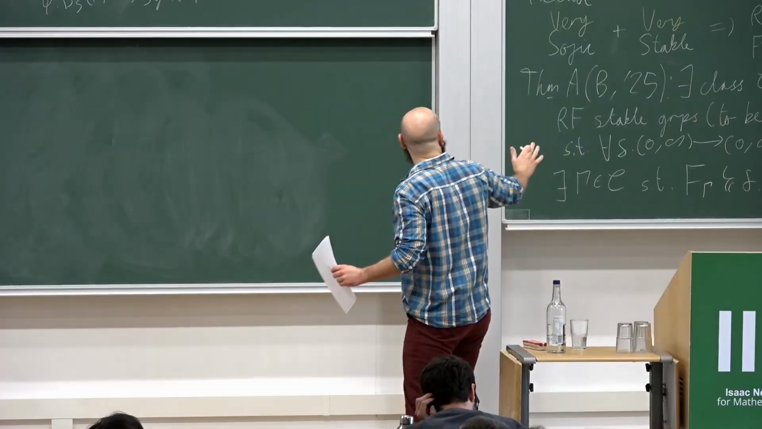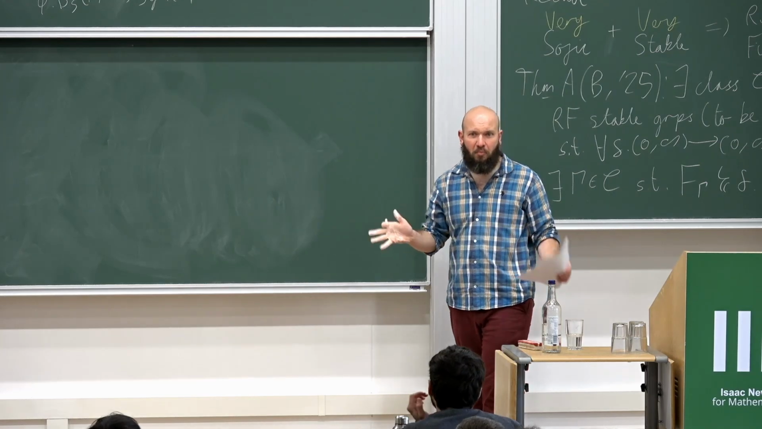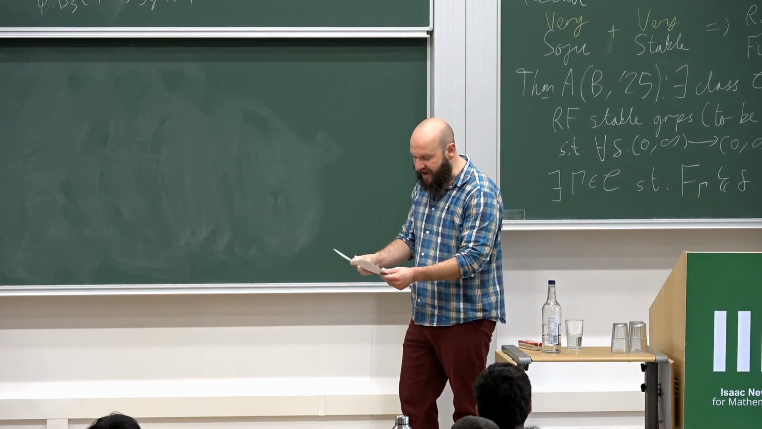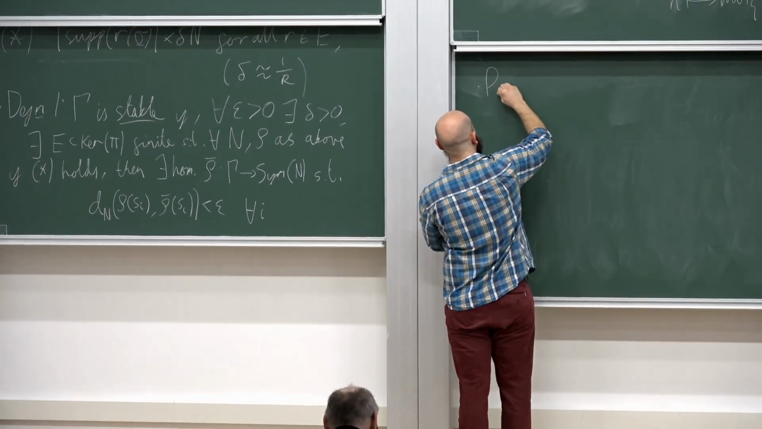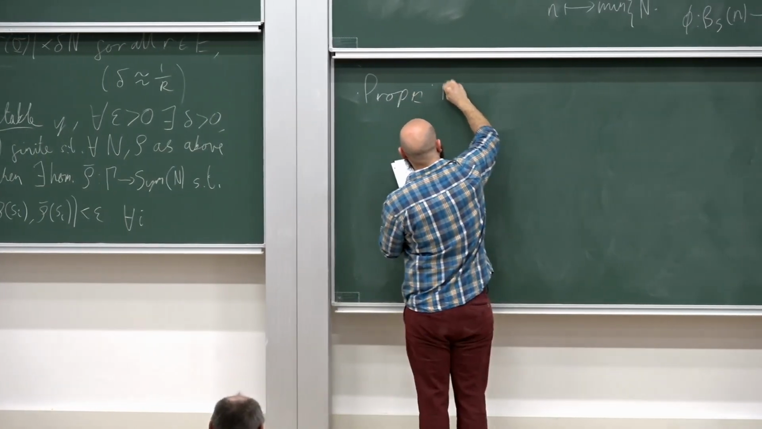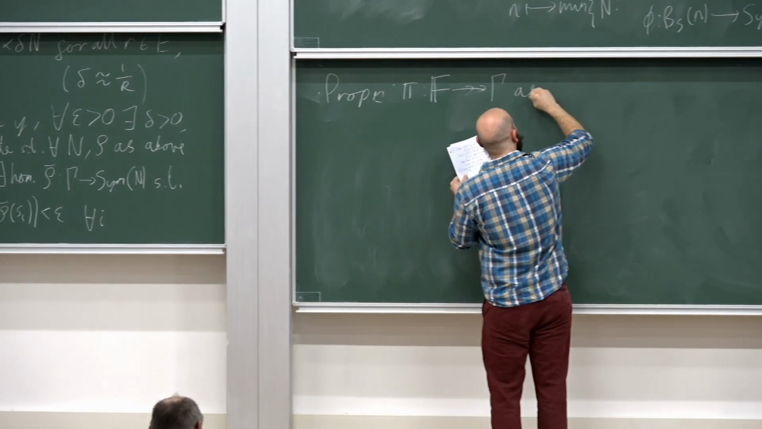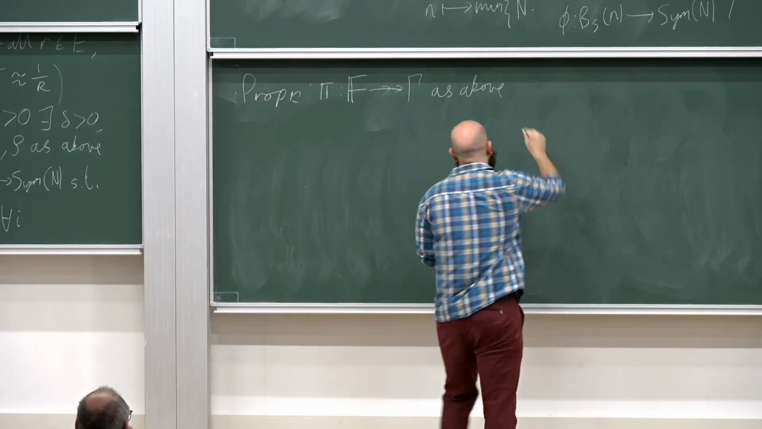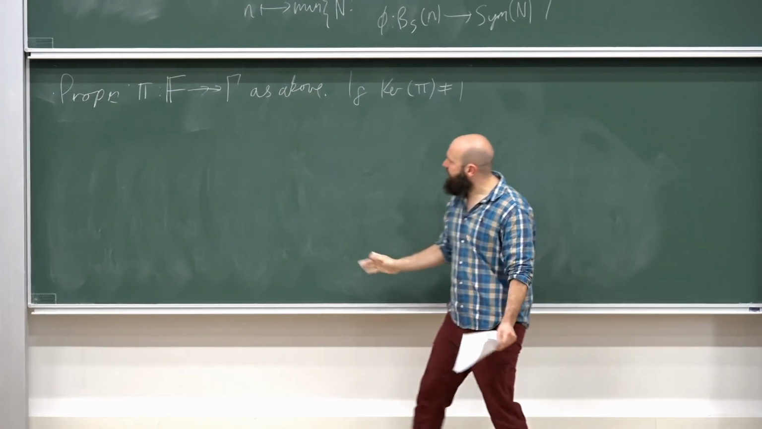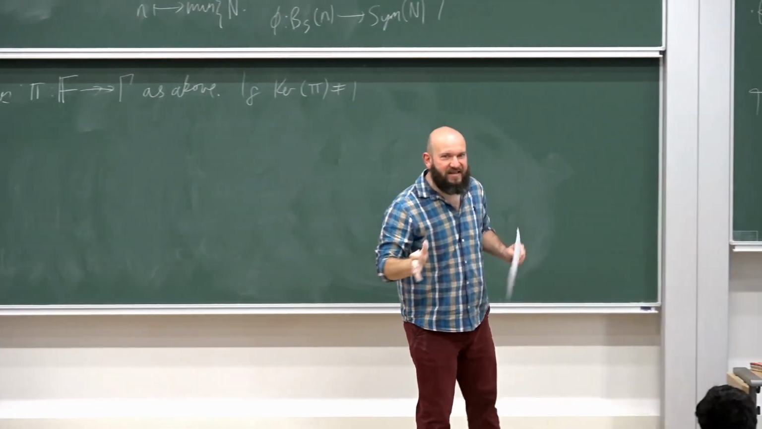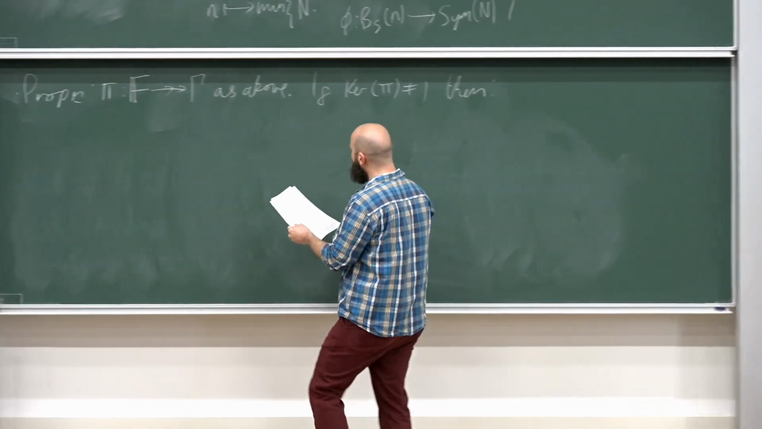So I said informally that very Sophic plus very stable should imply very residually finite. We now know formally how to quantify stability, sophicity, and residual finiteness. So I will turn this philosophy into a more precise proposition. For pi, my standard epimorphism from the free group onto gamma, if the kernel of pi is non-trivial, in other words, if gamma is not just the free group with its generating set the standard basis, then we have the following functional inequality.